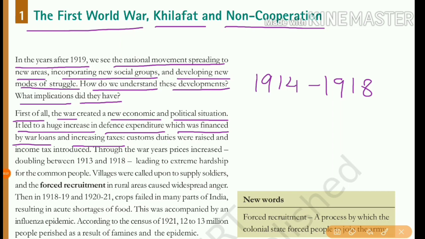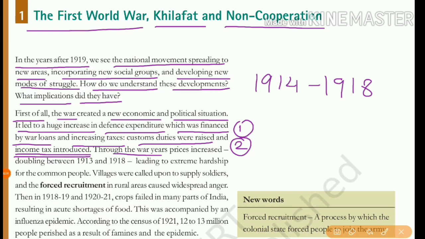How did they increase the taxes? First, custom duties were raised, and second, income tax was introduced. So custom duties were raised and income tax introduced.